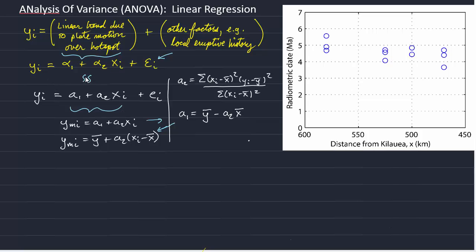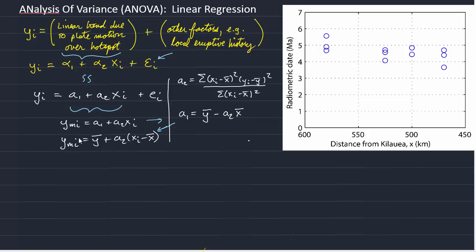Mathematically, we described the linear trend as a true intercept and true slope for age versus distance. And then the noise was described by the vector epsilon. We approximated the linear trend by fitting our data to a line. And our model fit had the slope A1 and intercept A2, the solutions of which are given here.